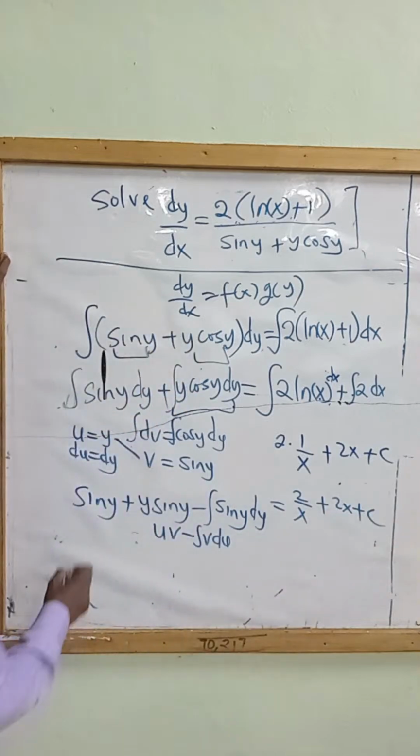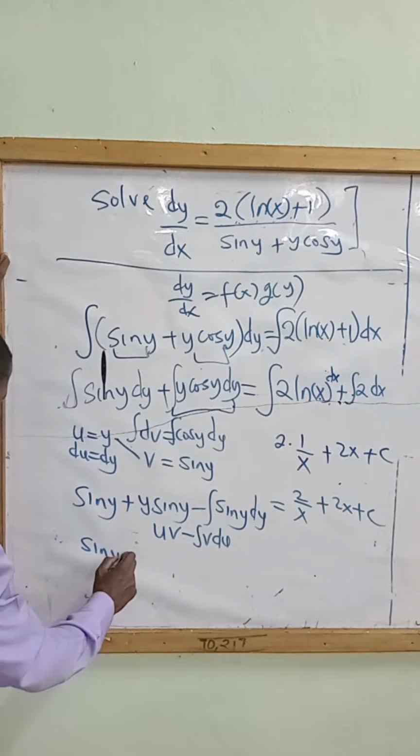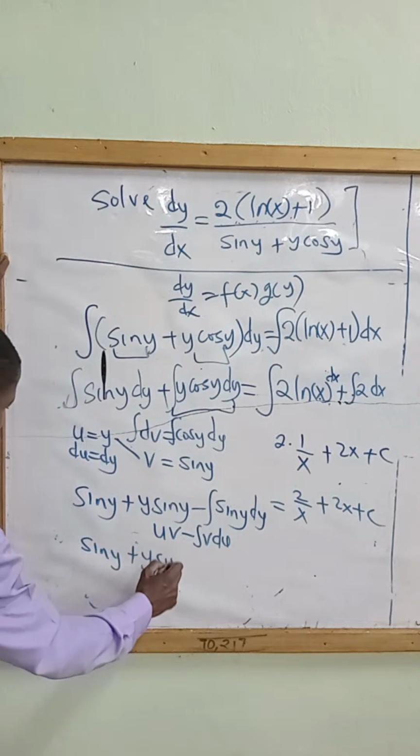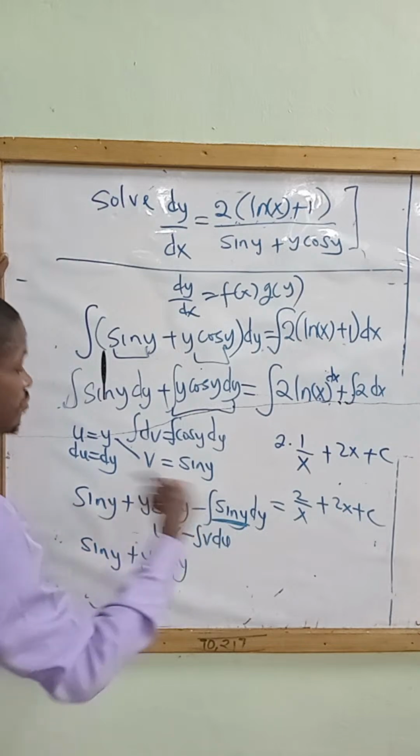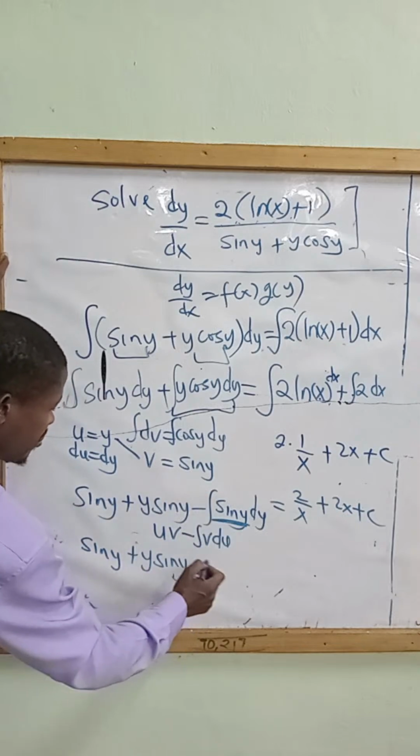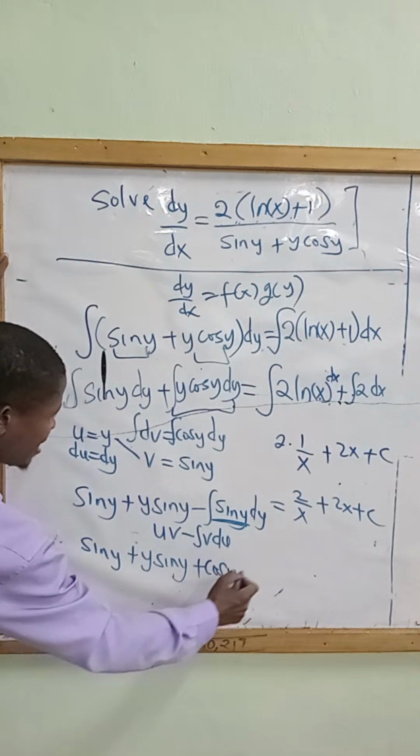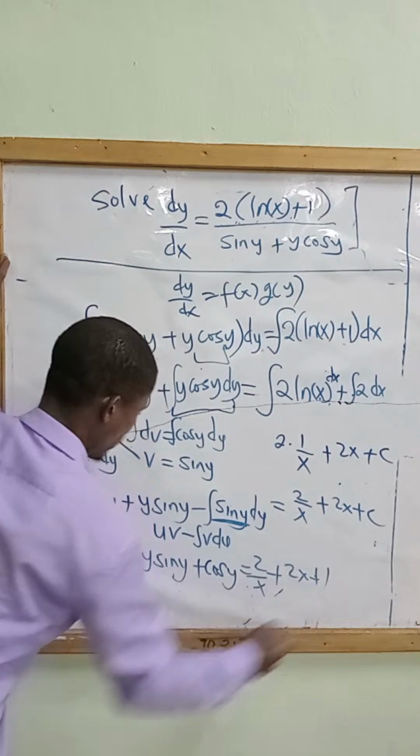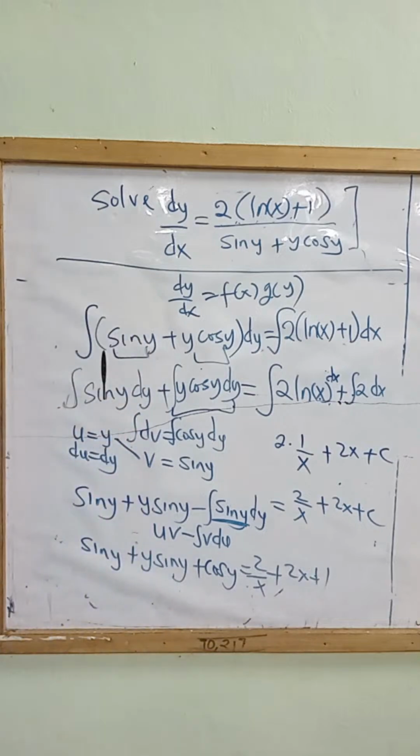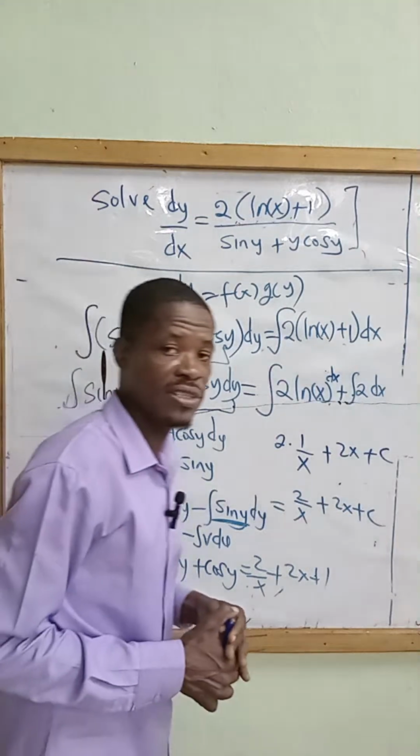For the final conclusion, we have sine y plus y sine y. If you integrate sine y, it's going to give you minus cos, so that will be plus cos y equal to 2 over x plus 2x plus c. So that's what we have in this case.